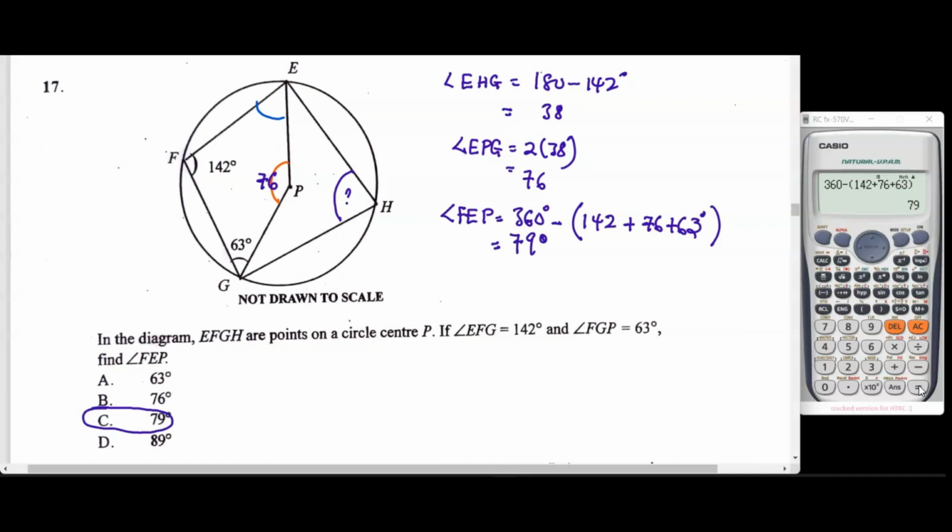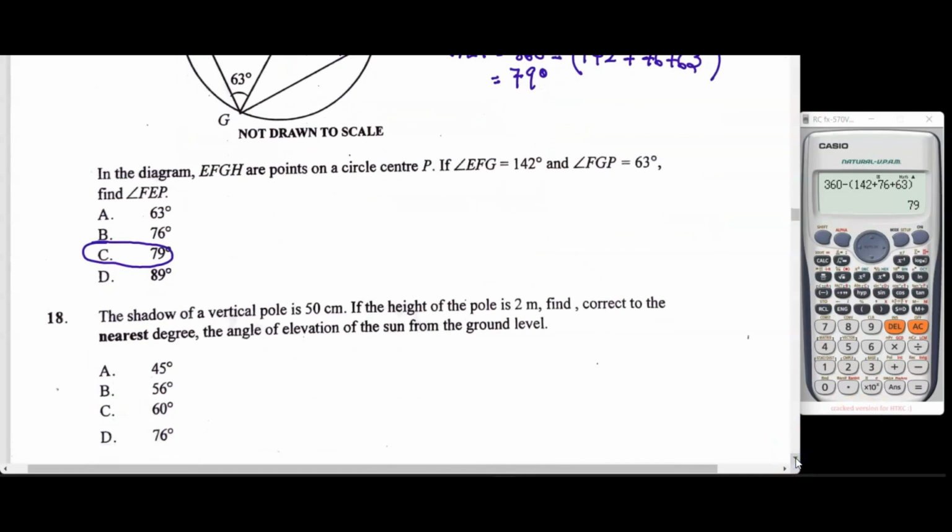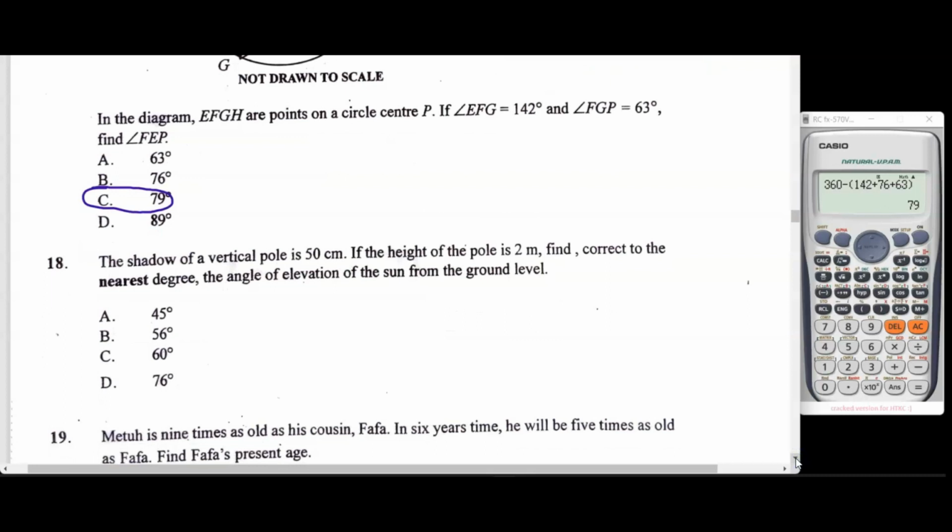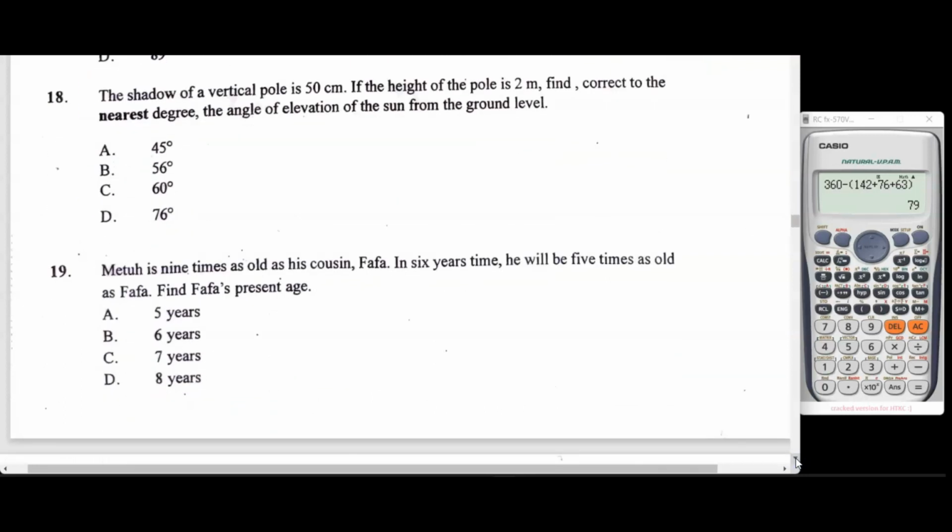It is C. I believe you are following carefully. Let's move on. If you have any question, you may comment it, and I'll attend to you.